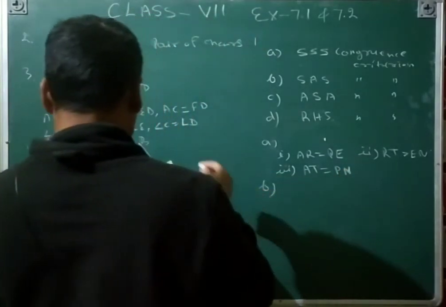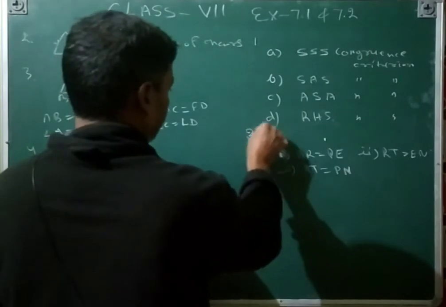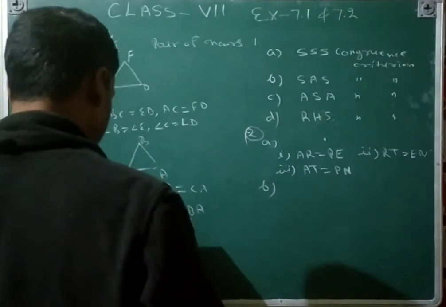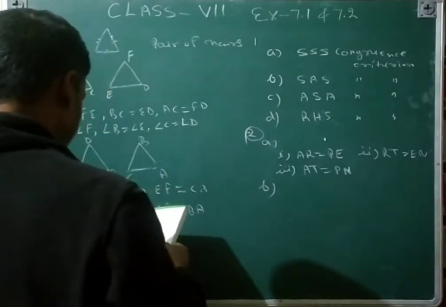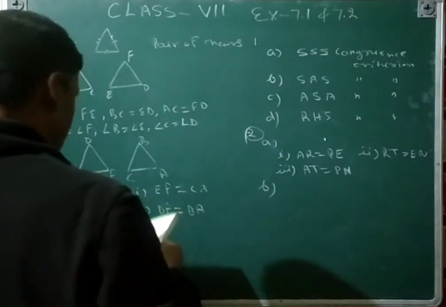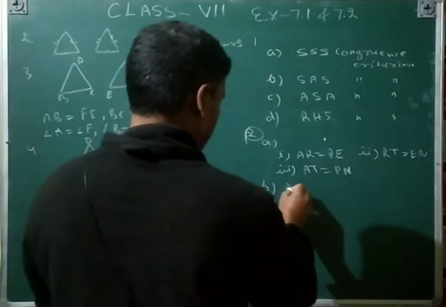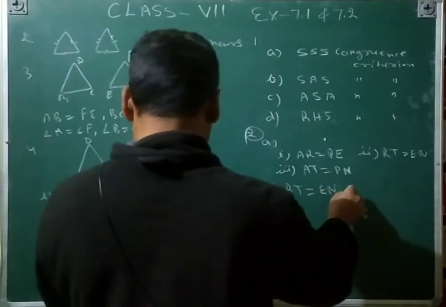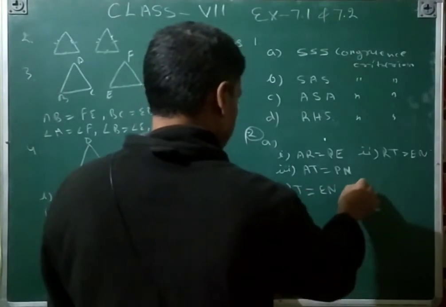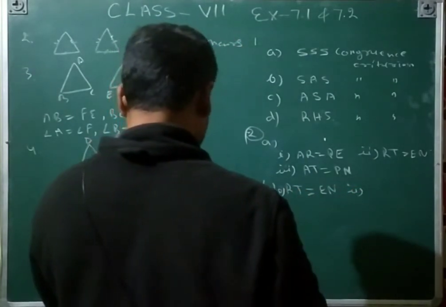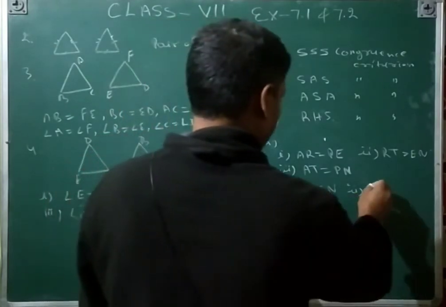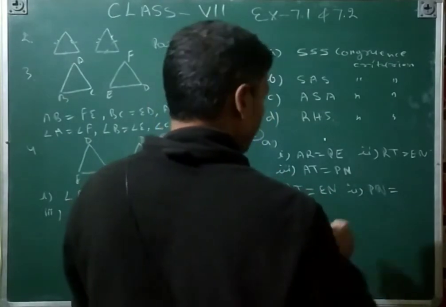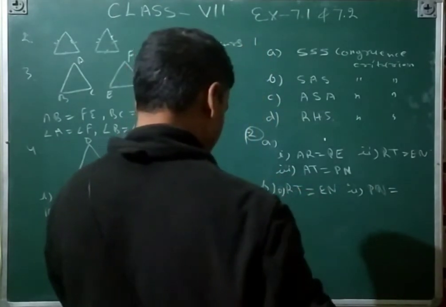B, that is question number 2. Now we will take SAS, the angle is given, and then again RT is equal to EN, which we have written already. For the first. Second, PN is equal to AT.